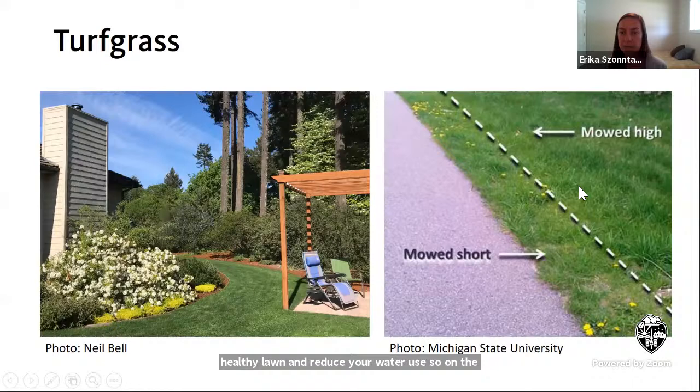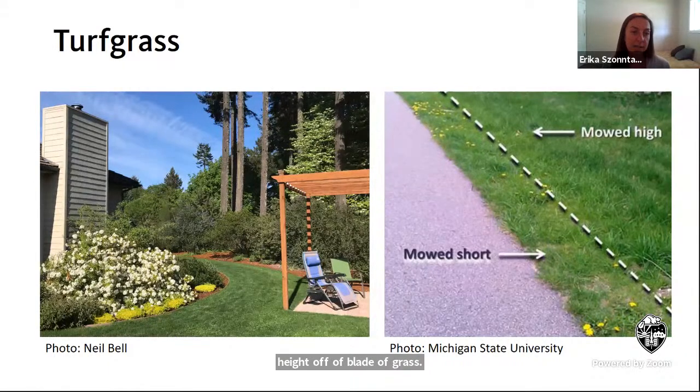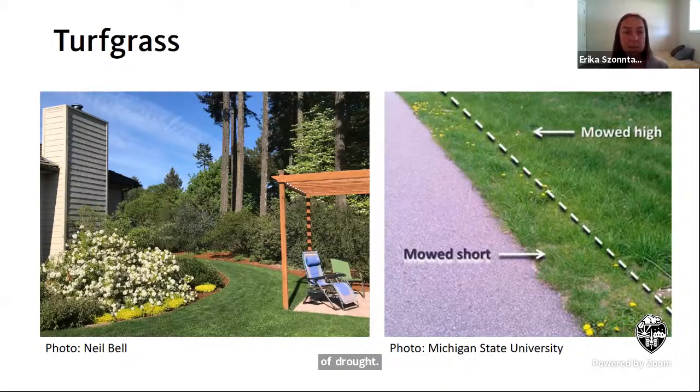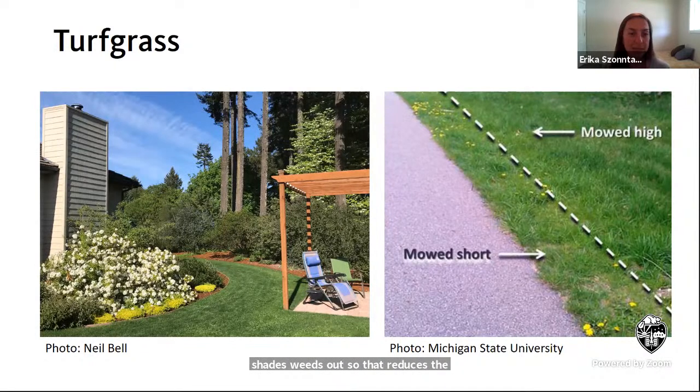So one of the first things you can do is to mow a little bit higher than maybe you've been doing in the past. The good rule of thumb is to not take any more than 1/3 of the height off of a blade of grass. If you take more than that, then it tends to be stressed and it won't put a lot of energy into root development. And we really want good root development so that it can draw that water up, especially in times of drought. Also, if you leave your grass a little bit higher, it shades weeds out. So that reduces the need for some sort of weed mitigation. So those are some easy things to remember.